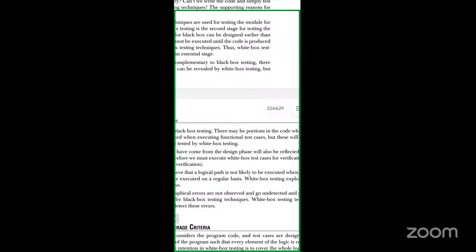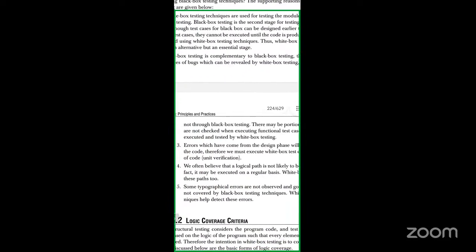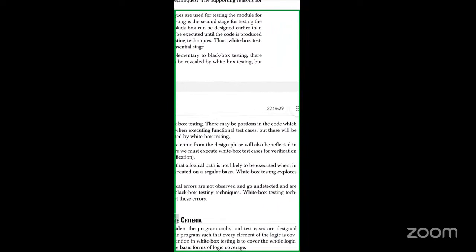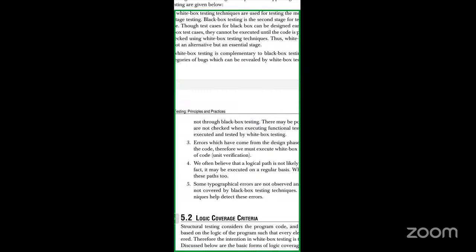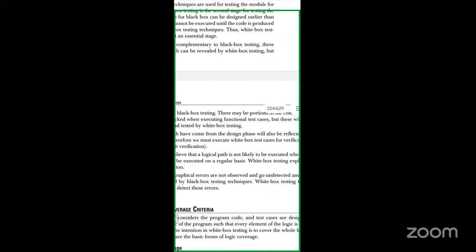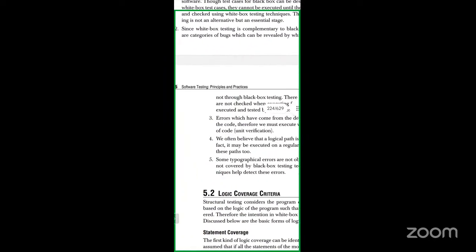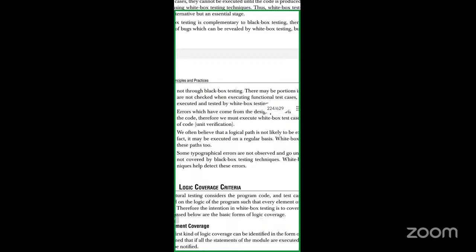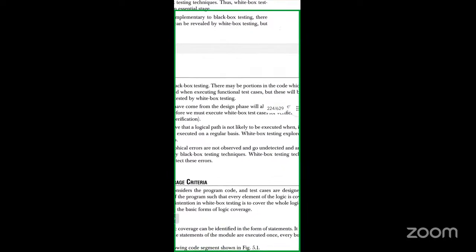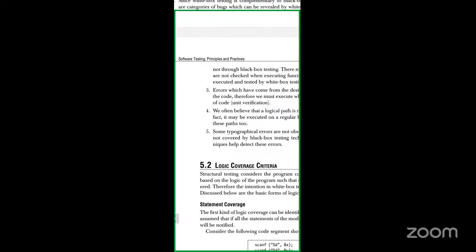Errors which have come from the design phase will also be reflected in this particular code. Therefore, we must execute white box test cases for verification of code as well, that is, unit verification of code has to be done in white box testing. We often believe that a logical path is not likely to be executed, when in fact it may be executed on a regular basis. White box testing explores these paths too, that is, code writing and logical paths are also executed.